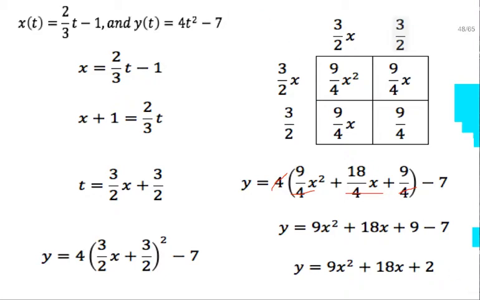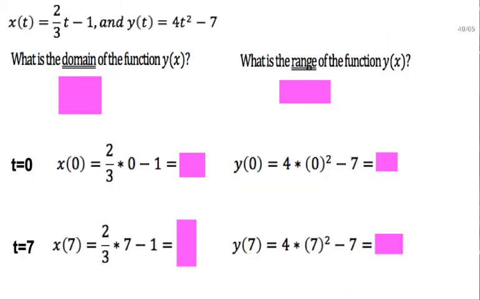Okay. So now the next thing we want to do with our parametric function is figure out the domain and the range. Now remember, the limit on your parametric function was that t had to be between 0 and 7. So you're going to take the x formula and plug in 0, and find out what you get.